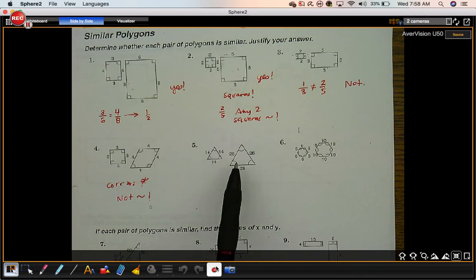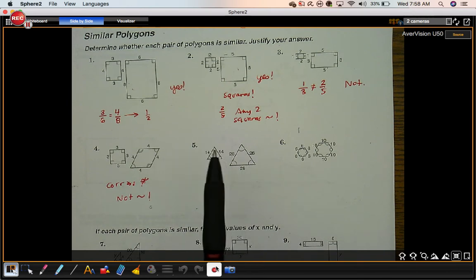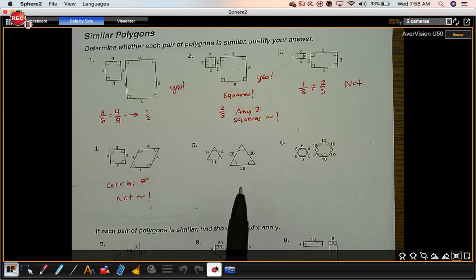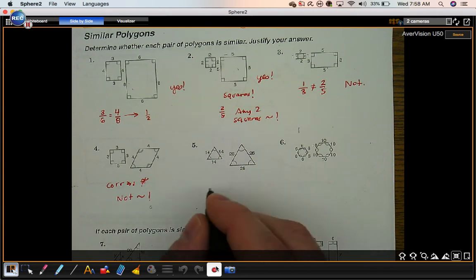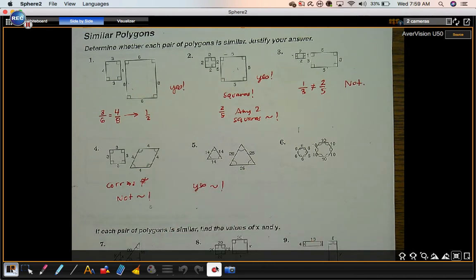Here's an example of two equilateral triangles. They behave a lot like the squares as far as similarity goes. All of these angles are going to be the same. They're all going to be 60. All of the sides are the same, so when you write their ratios, they're going to be the same as well.